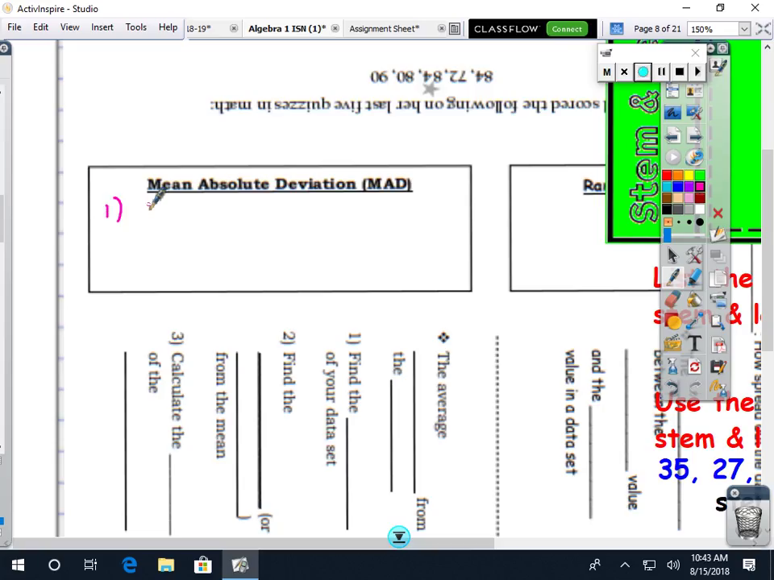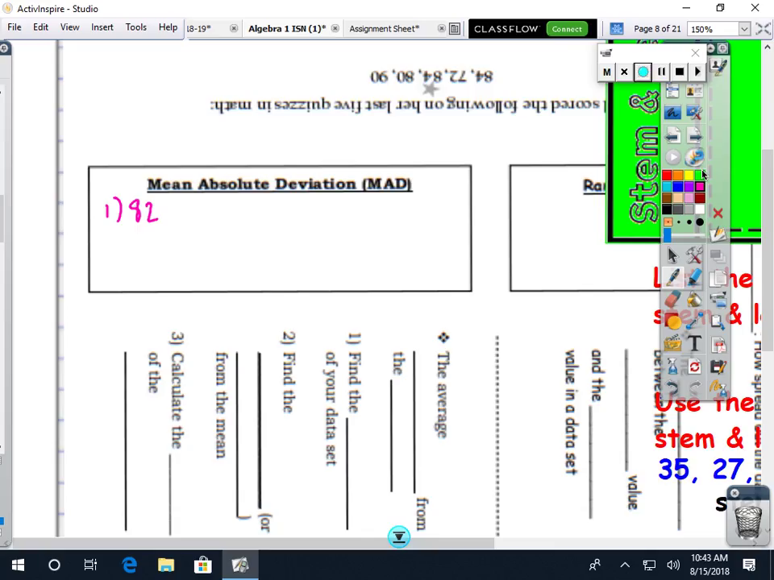Okay, step one was find the mean of the data. Well, we're still using the same data we've been using the whole time, these 5 numbers right there. So don't we already know the mean of that data? 82. How do we already know that? Right, we did it on that bottom left flap yesterday. So we already know the mean is 82.